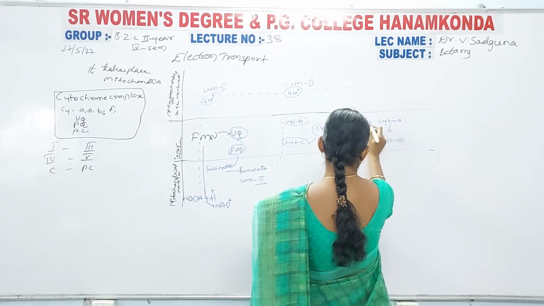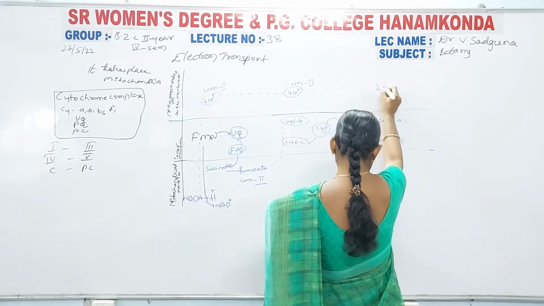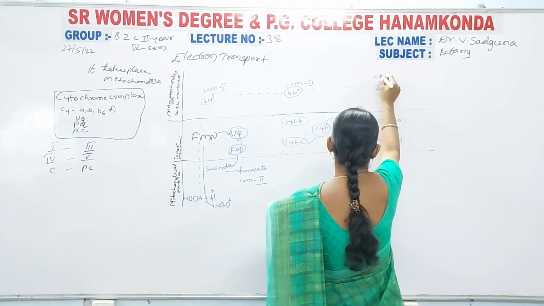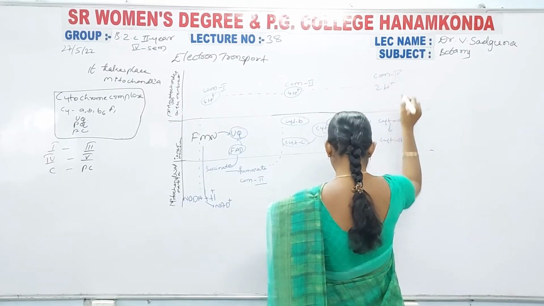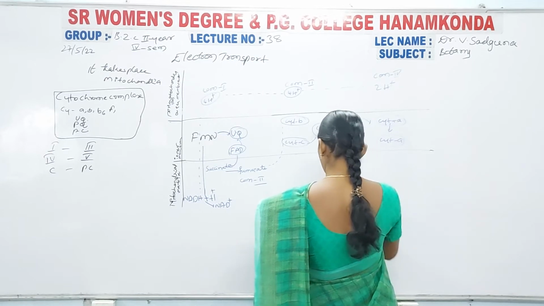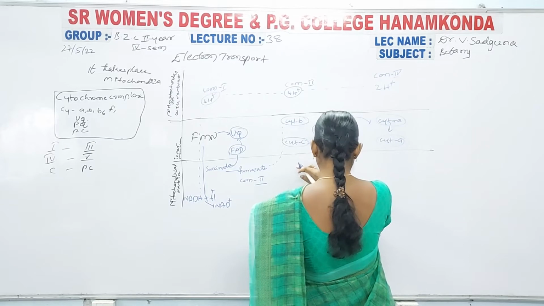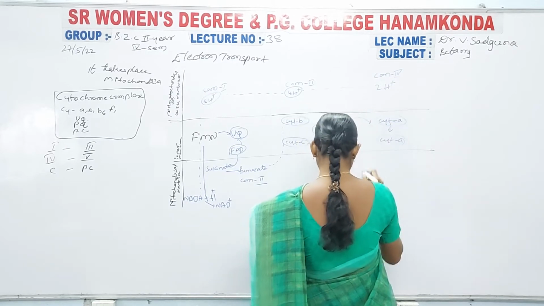Then most of it has in the 2 protons. It is the complex 4. Then almost all it has in the complex 2, complex 1, complex 2, complex 3, complex 4.